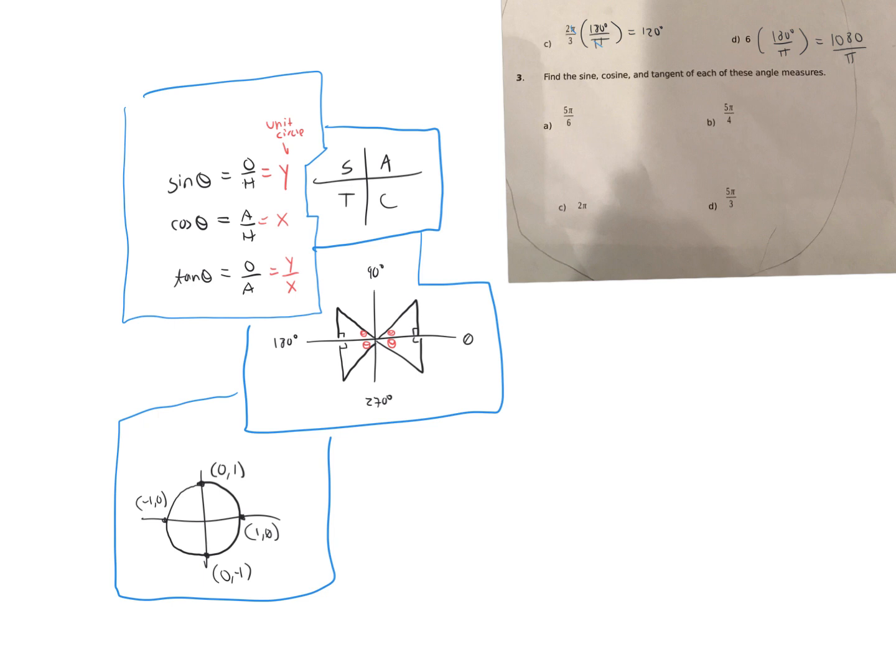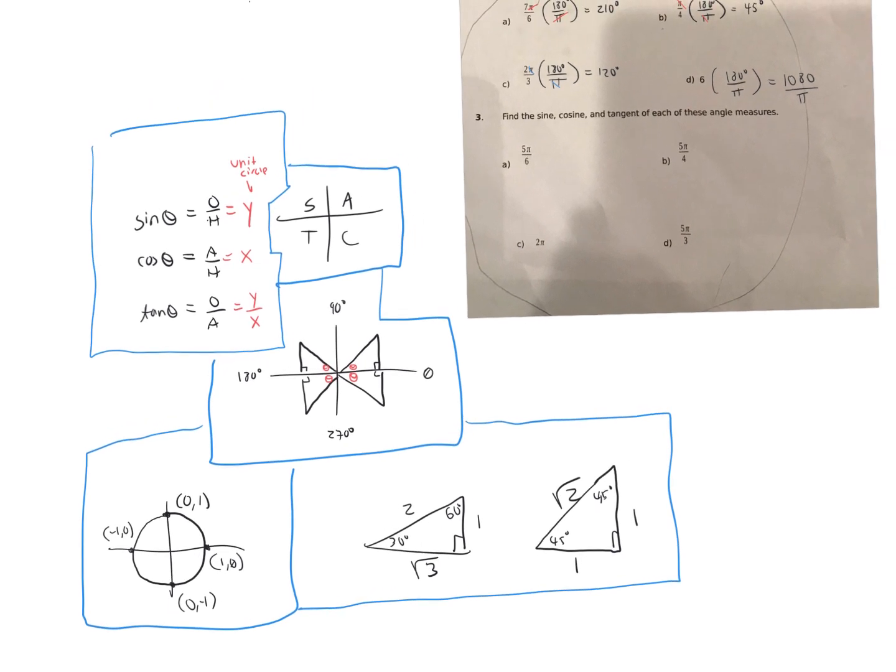And I hate to say it, but there is another concept you need, and that is the fact that when you have a 30, 60, 90 triangle, let's say the hypotenuse is 2, well, the short leg would therefore be 1, and the longer leg would be radical 3. So that's important. And you also need to know that if you have a 45, 45, 90 triangle, and let's say that this is 1 and this is 1, well, the hypotenuse in that case would be radical 2. So that's another piece of information that you're going to need to tackle these problems.